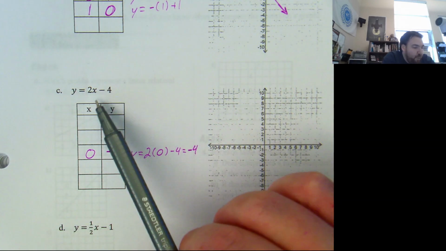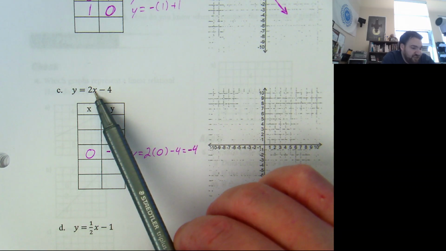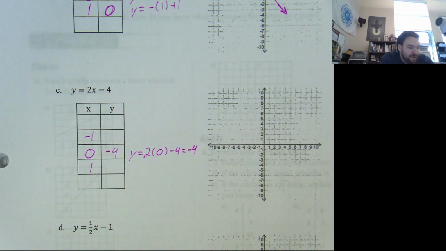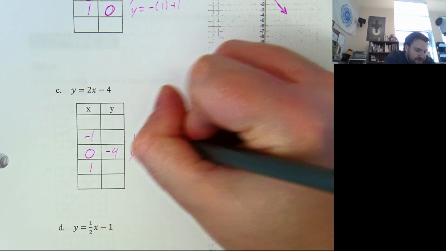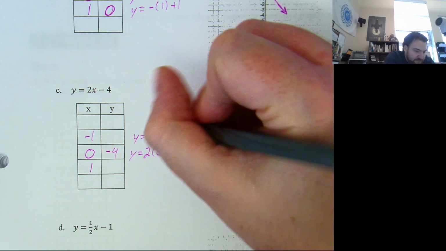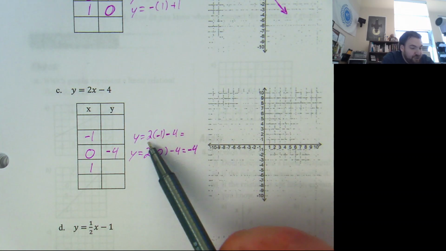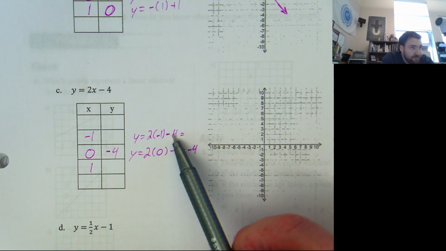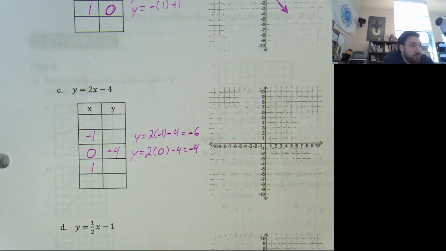Looking at what's going on here, if I put 1 in here, is that going to give me any sort of fractional mess? It'll be 2 times 1. That's just 2. Nothing weird there. So let's use 1 and negative 1 again. No ugly fractions. So if I plug negative 1 in there, I'm going to get y equals 2 times negative 1 minus 4. 2 times negative 1 is? Negative 2 minus 4 is? Negative 6.